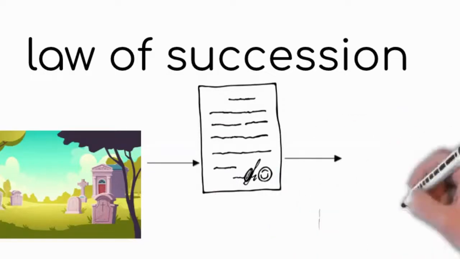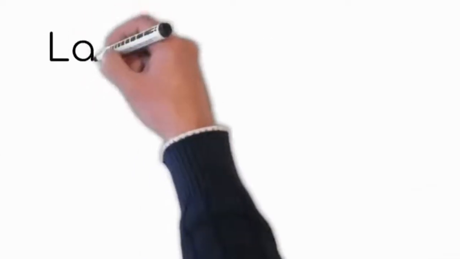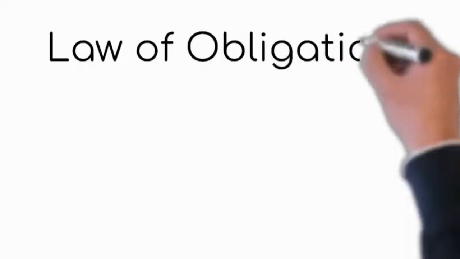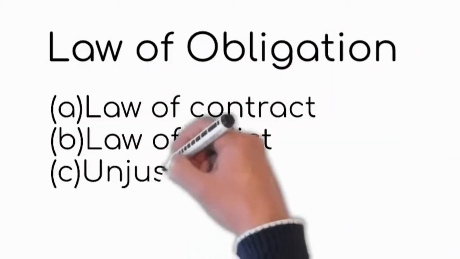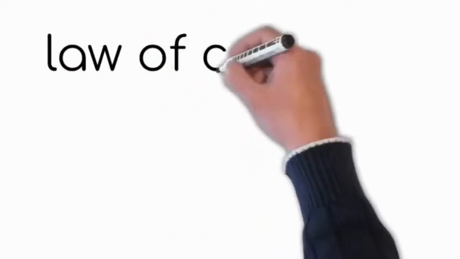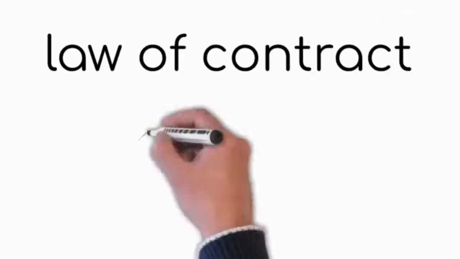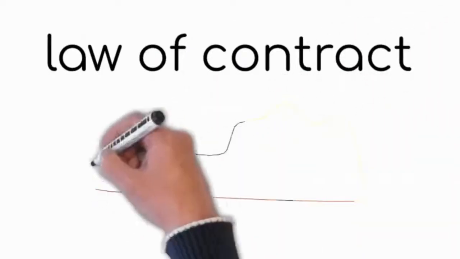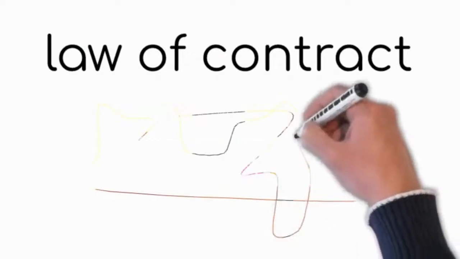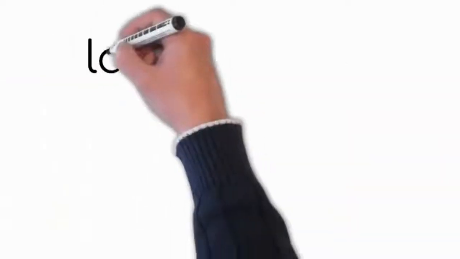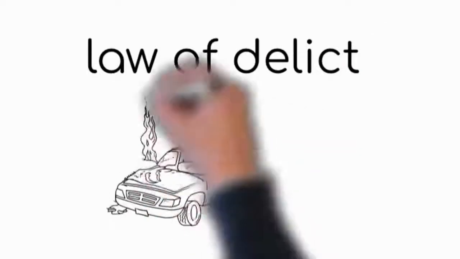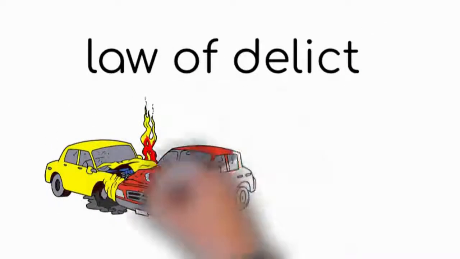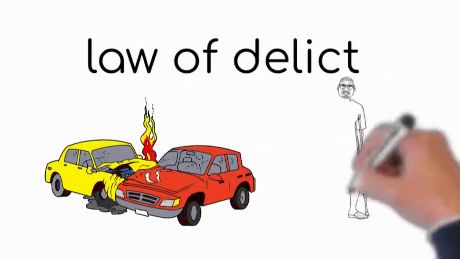Next one, law of obligation is subdivided into law of contract, law of delict, and unjustified enrichment. Contract law, which is a subdivision of law of obligation, provides a legal framework within which persons can transact business and exchange resources. Law of delict regulates the circumstances in which a person is obliged to bear the damage where the person prejudiced has a right to claim.